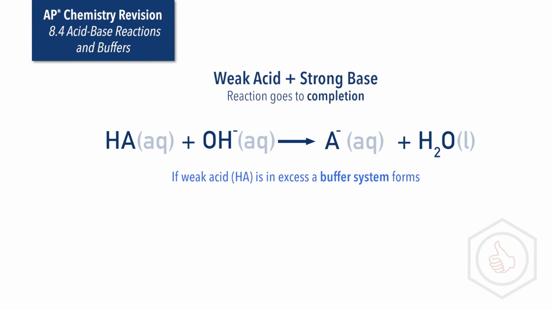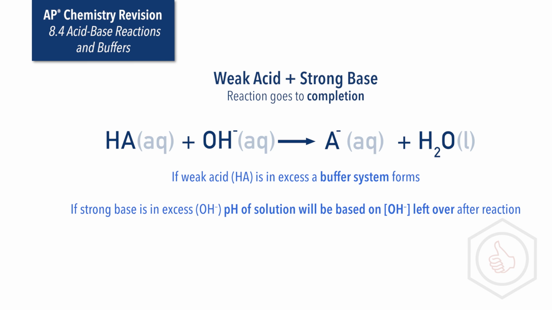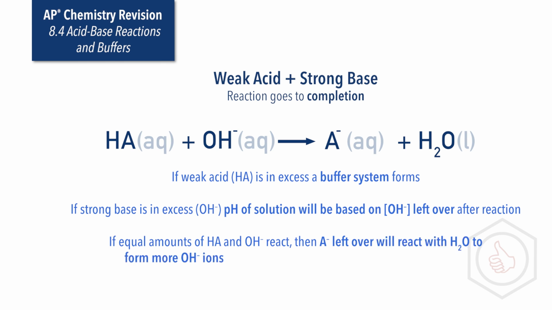If, however, the strong base is in excess, then the pH of the solution will be determined from the concentration of excess OH- ions left behind after the reaction is complete. If equal amounts of HA and OH- react, then the conjugate base ion A- will be left over. This will react slightly with water to form more hydroxide ions, increasing the pH slightly. So, a solution formed when HA and OH- react perfectly together will actually have a pH slightly above 7 because the A- ions formed will react with water molecules, producing more hydroxide ions.